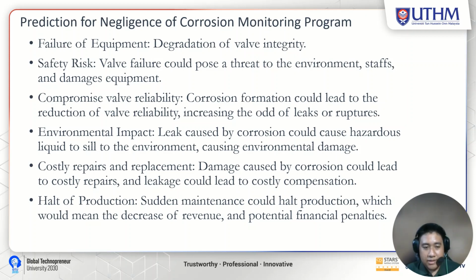The last one would be the halt of production. Due to sudden maintenance, production could be halted, which would mean a decrease of revenue and potential financial penalties due to the company not being able to meet the production demands of the clientele.